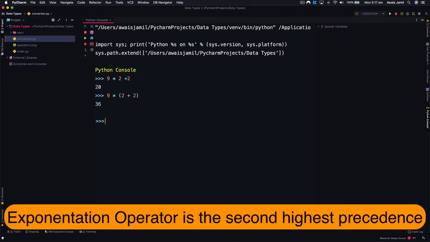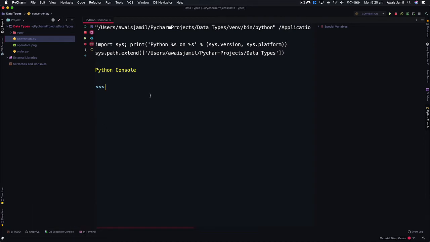Next, the exponentiation operator is given the second highest precedence. So let's give it a shot. 2 exponentiation operator 3 gives us 8. So if I use the same one with addition of 2, that becomes 10. So as you can see, this part is evaluated first.